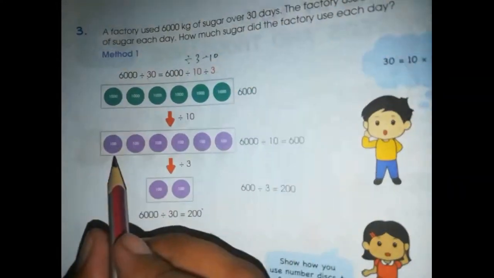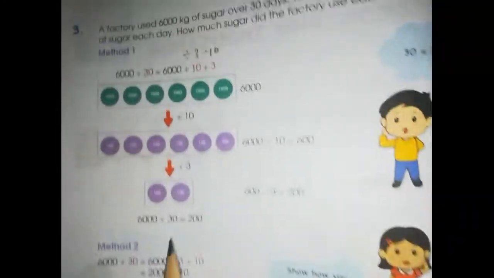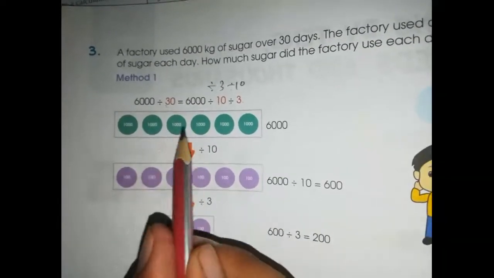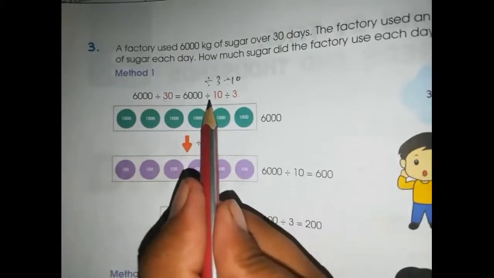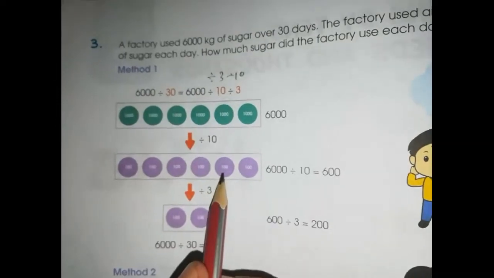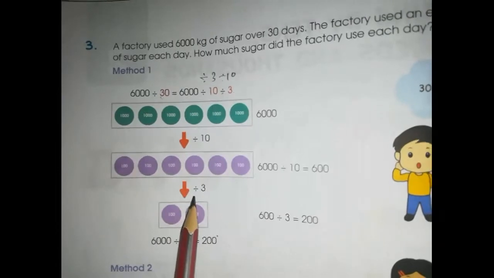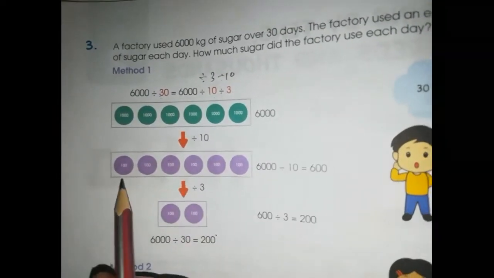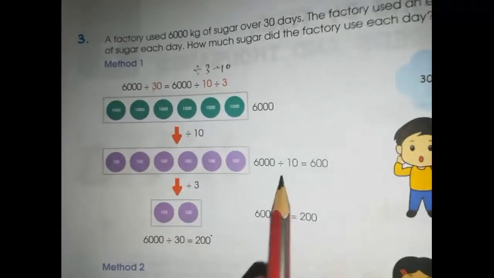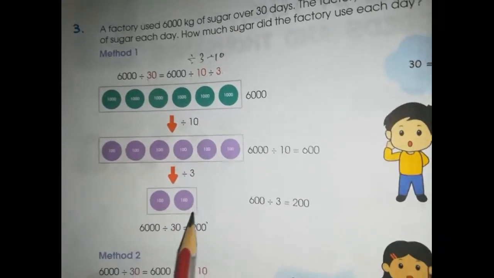There are two methods. One is the disc method and the second is the division method, that is simple division. In the first method, the disc method, there are 6 discs of 1000. First we divide by 10: 6 discs of 1000 divided by 10 gives 6 discs of 100. Now we divide these 6 discs of 100 by 3. There remain only 2 discs, because 3 twos are 6. So there remain 2 discs of 100.